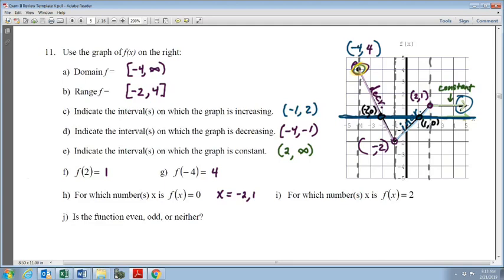It says for which numbers x is f of x equal to 2. So now the y value is 2 or the height of the graph is 2. That happens here. And if you're looking on the graph, that's just happening at this one point here. That's the point where the y value is 2 and the corresponding x value would be -3. And so -3 is our answer there. And just like the last graph we did, you don't have any kind of symmetry here, and so we would say it's not even or odd.